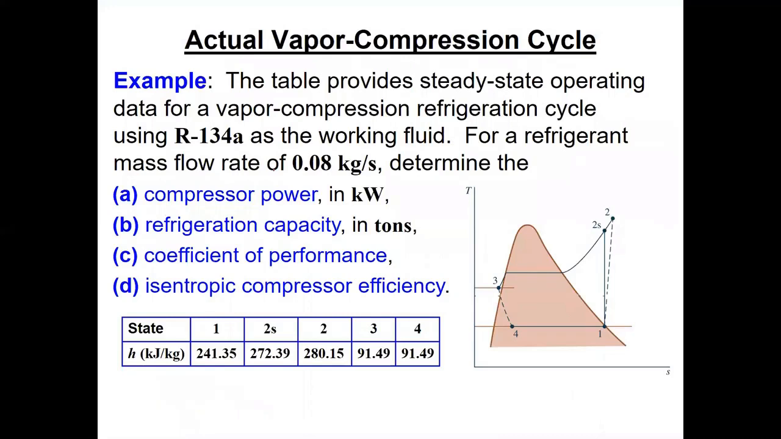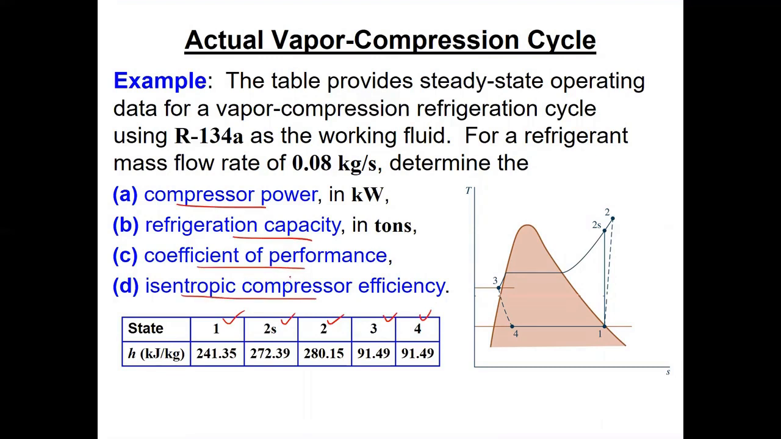Let's look at this problem. This is a simple problem on an actual vapor compression cycle, and here we have been provided with the properties at different states. We have been asked to calculate the compressor power, refrigeration capacity, COP, and isentropic compressor efficiency.